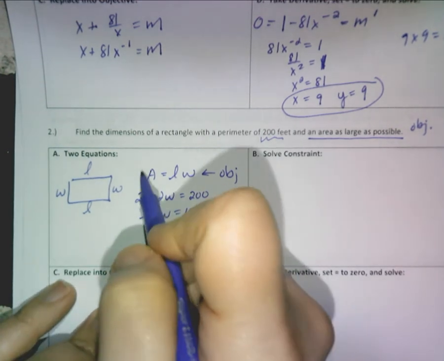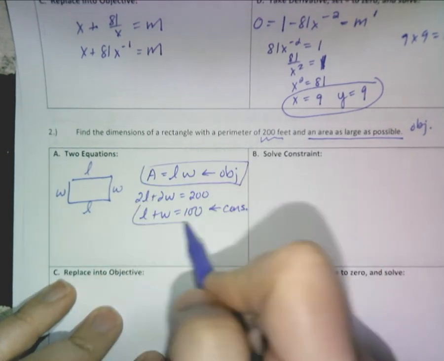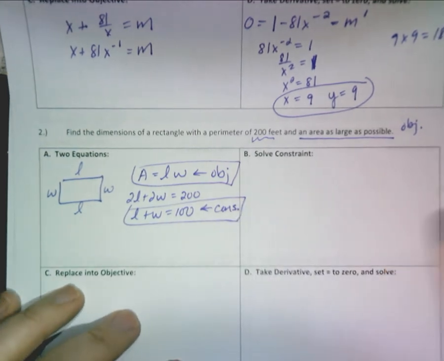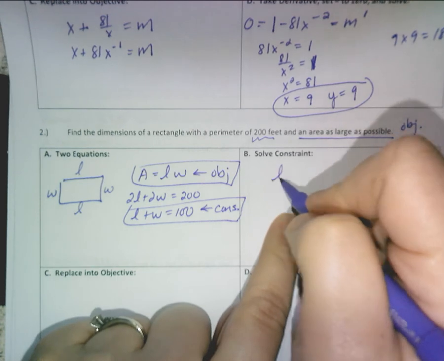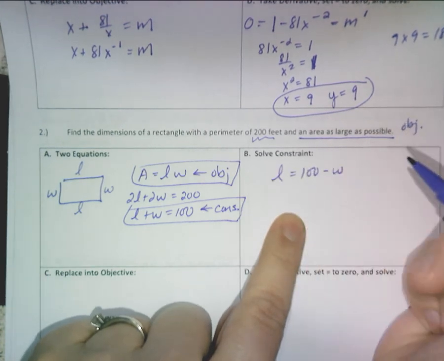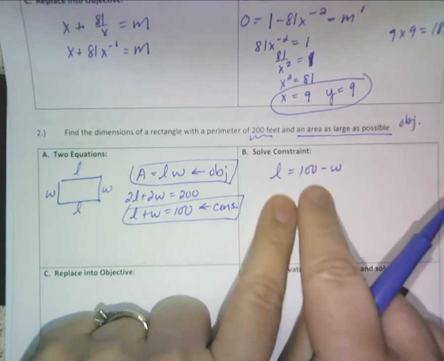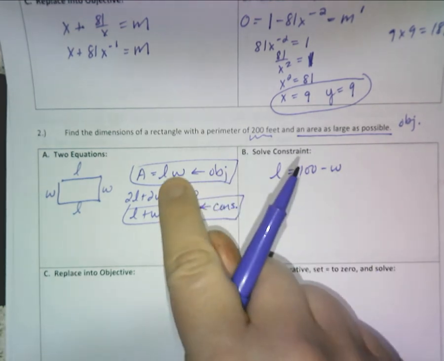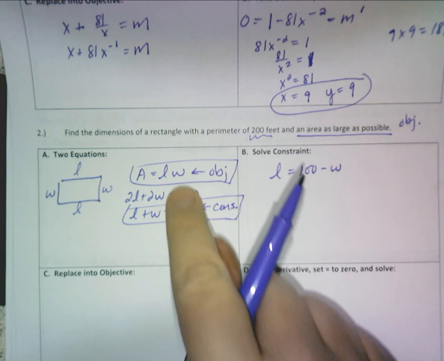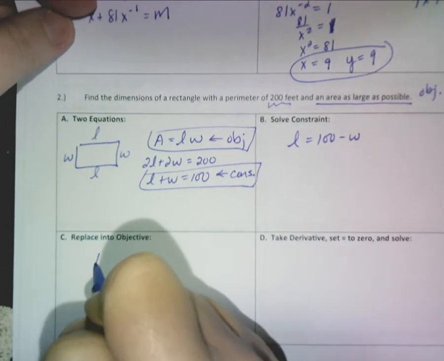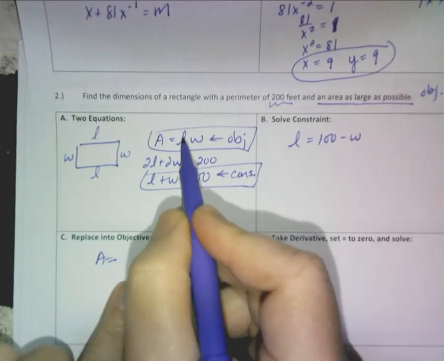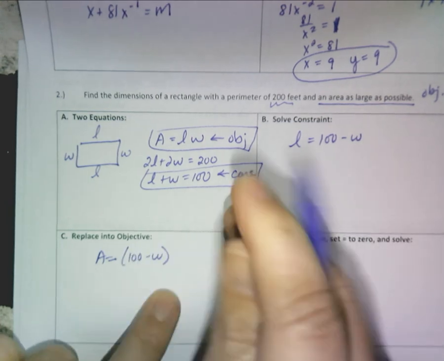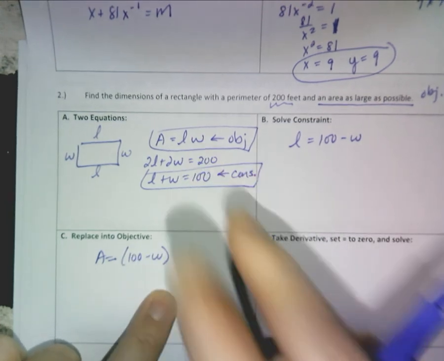Okay. Go to box number 2. You are going to solve the constraint for a variable. Which variable you want to solve for? It doesn't matter. Length, okay? So L would be equal to 100 minus W. Take that constraint now and plug it into the objective equation for the L letter. So you're going to write area equals, instead of writing L, you're going to put 100 minus W. And then in place of W, you're just going to put W.